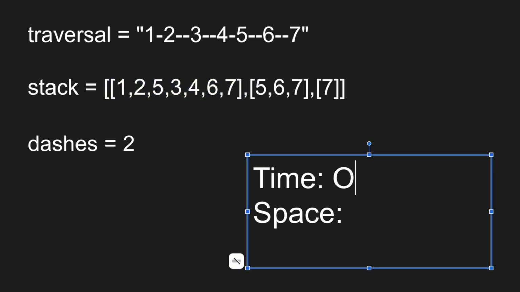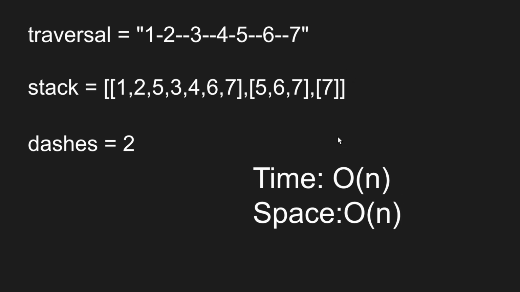And the time complexity would be O of n, where n is the number of elements in the traversal input, because we will have to traverse through all the inputs. And the space complexity will also be O of n because of the stack, because the stack can take up to O of n space. So now let's get to the coding part.